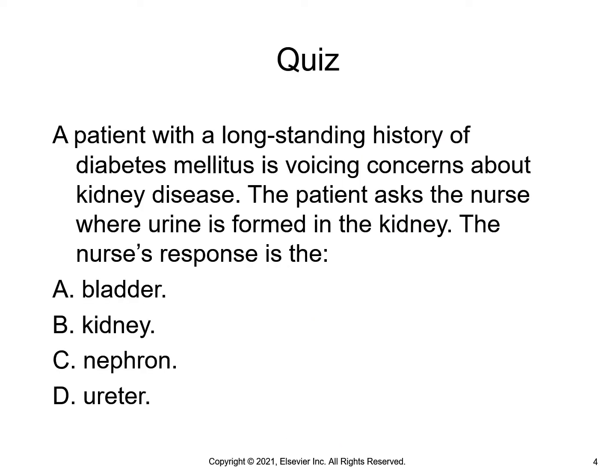A patient with a long-standing history of diabetes mellitus is voicing concerns about kidney disease. The patient asks the nurse where urine is formed in the kidney. The nurse's response options are: the bladder, kidney, nephron, ureter. The answer is C, nephron.